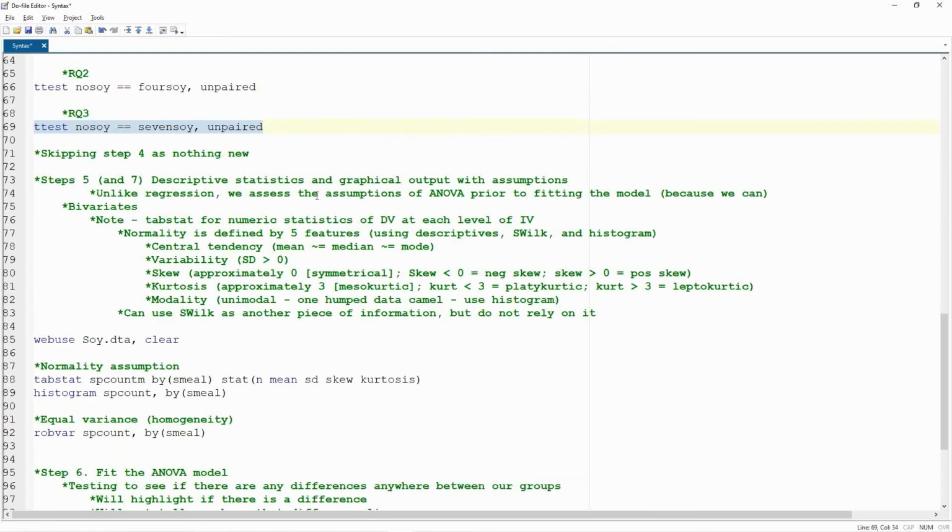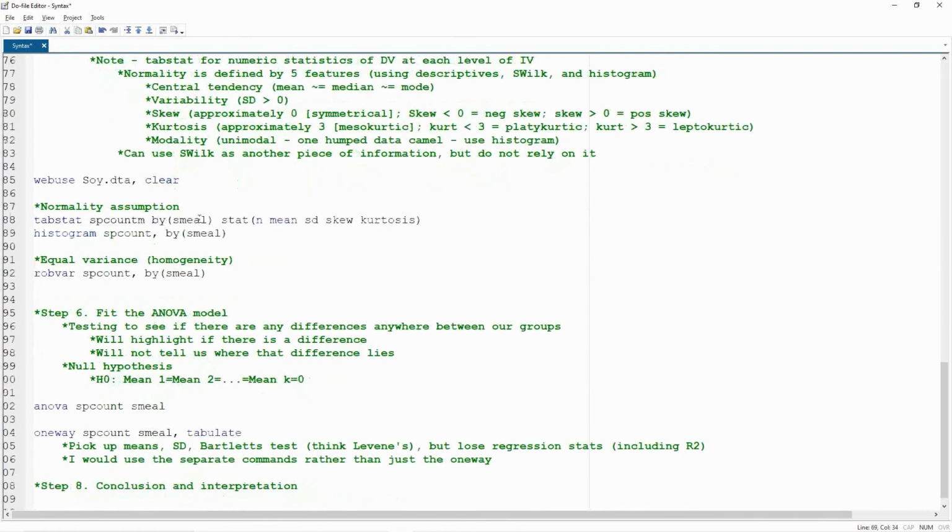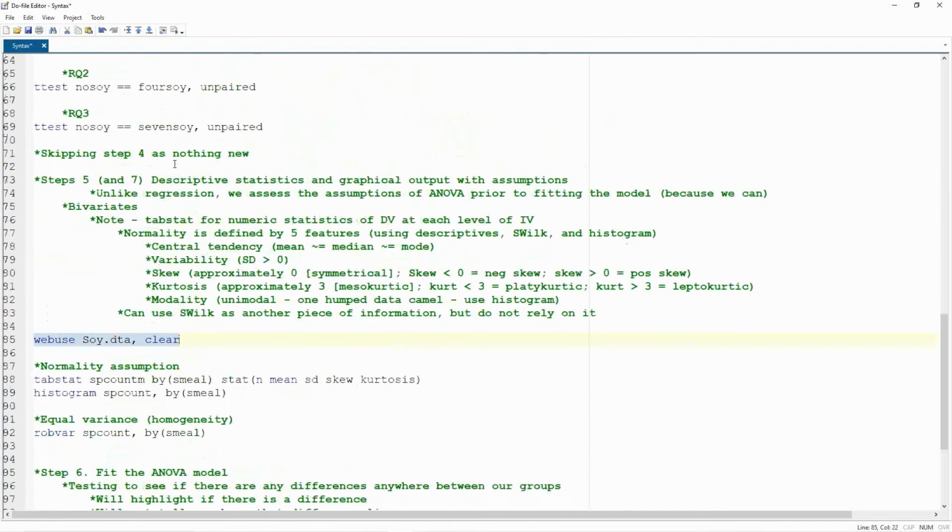So the idea of ANOVA is that it's going to compare all of our groups together at once, and hopefully what that's going to show us is whether or not there's any difference anywhere at all. So let's now switch over and start playing around with our ANOVA because it makes more sense when you actually see it. So we're now using the soy dataset.